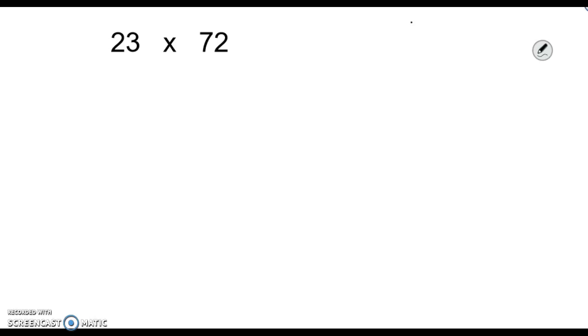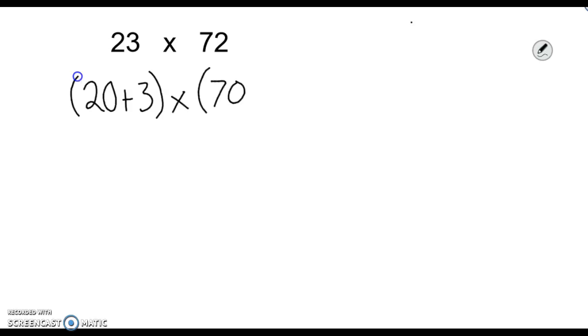All right, everybody, today we're going to practice multiplying 2-digit by 2-digit numbers while using the distributive property and the FOIL method. All right, so we're going to take this 23, that's where we're going to start, and we're going to break it up into its parts, which if we remember from class, means 20 plus 3, because that's the same thing as 23. Then we're going to break up the 72 the same way. 70 plus 2. All right.